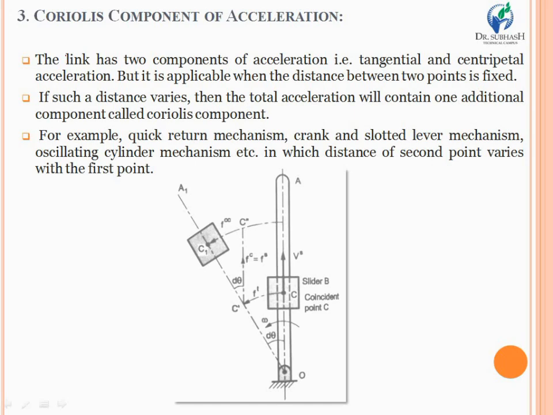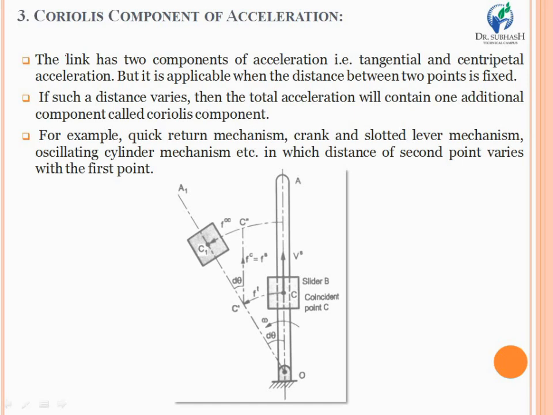In order to discuss in detail, consider that you have been given a quick return crank and slotted lever mechanism, in which specially consider the link OA that you have been given, which oscillates about the fixed center O with constant angular velocity omega from point OA to OA1 in a very short time dt.